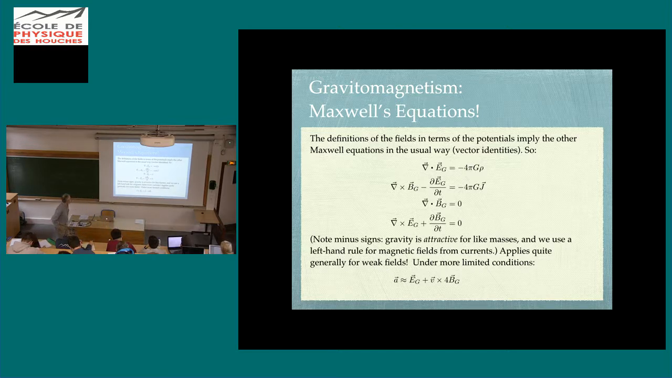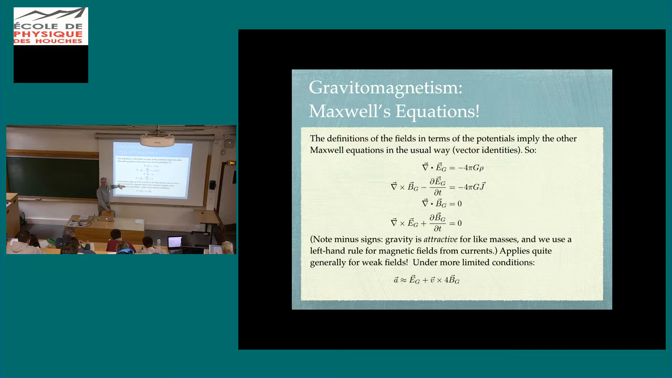And you ought to be able to predict everything using these equations instead, and using your intuition about those equations that you've developed by long and hard effort. Now you can make it pay off here. So, note the minus signs. Gravity is attractive for like masses, and we need to use a left-hand rule for magnetic fields where you'd use a right-hand rule normally.